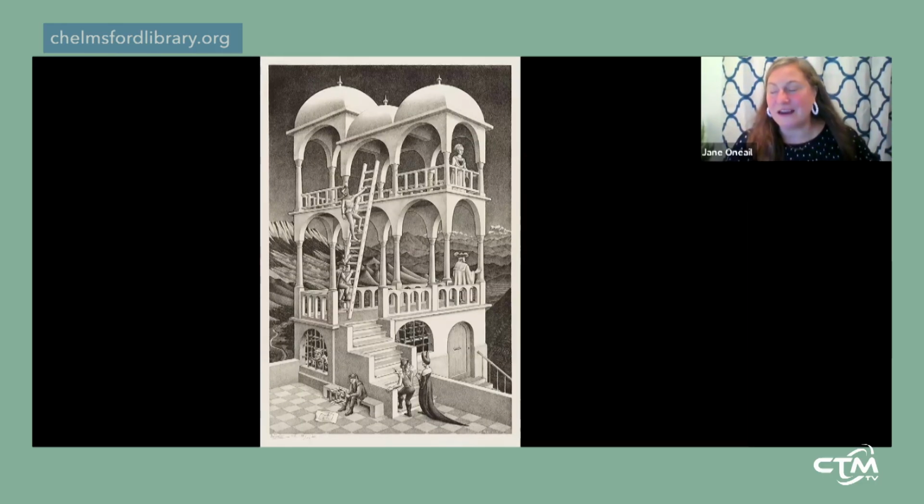This one is called Belvedere. It's a lithograph. It's from 1958. And this is an architectural, well, a Belvedere, I've just learned this, is Italian for beautiful view. And it refers to a kind of architectural construction that is just created. It could be any style, but it's there to prioritize a beautiful view.